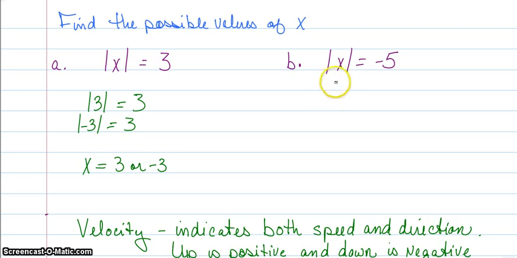Now what about b? I've got the absolute value of x is equal to -5. Well, I thought that we said earlier that if I take the absolute value of a number, my answer is going to be positive unless there's a negative sign out front. I don't have a negative sign out here. So this one has no solution. There's no way that the absolute value of a number can give me -5 because I have no negative sign outside those absolute value bars.